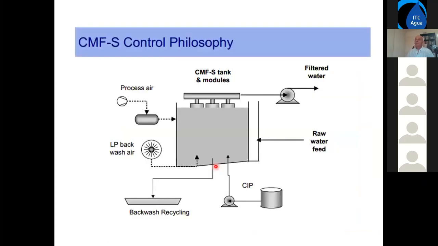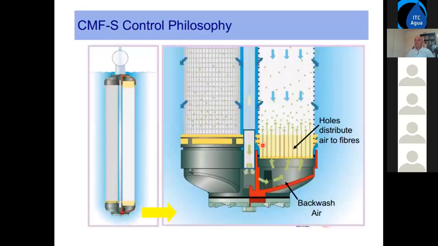Okay, so what is the control philosophy? You have the tank, you have the membrane here. This is the process air. This is the air for the air scouring, backwash recycling, CIP, which is done in the tank from the outside. The filtered water goes here, and this is the raw water feed through the channel, like media filtration. This is for the air scouring.